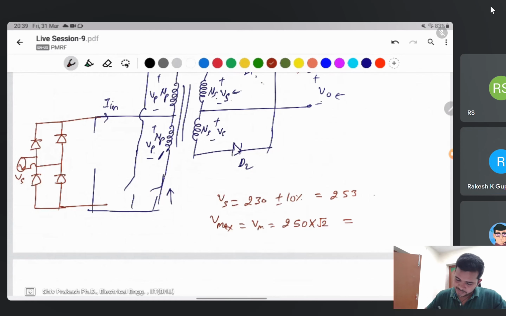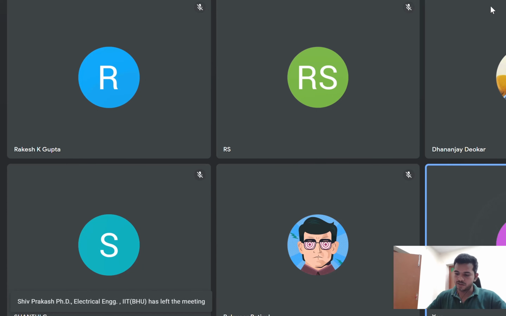Okay, thank you. This is the maximum voltage. It means VP is the maximum voltage of Vs. VP max is equal to Vs maximum minus 1, because 1 volt drop occurs on the switches. The switch drop is given.